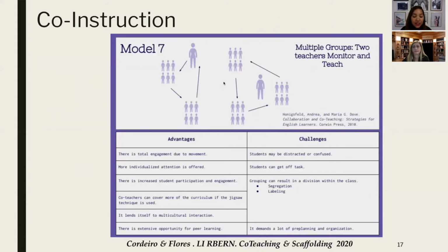Model 7 is also known as station teaching, and it usually involves the 2 co-teachers both monitoring and teaching multiple groups of students in related material, concepts, or skills. And this model often has one group of students working independently on a related activity.